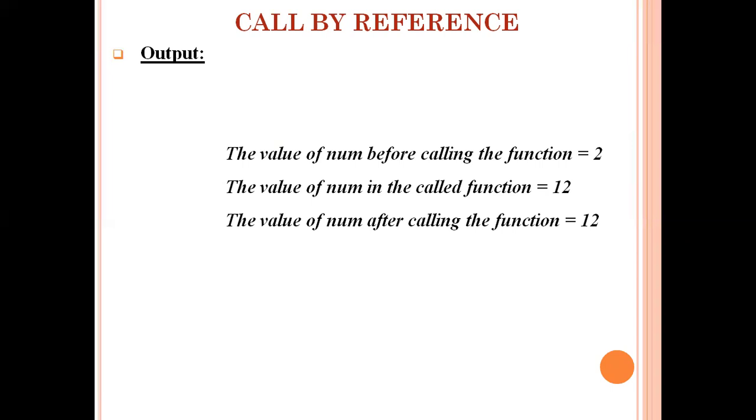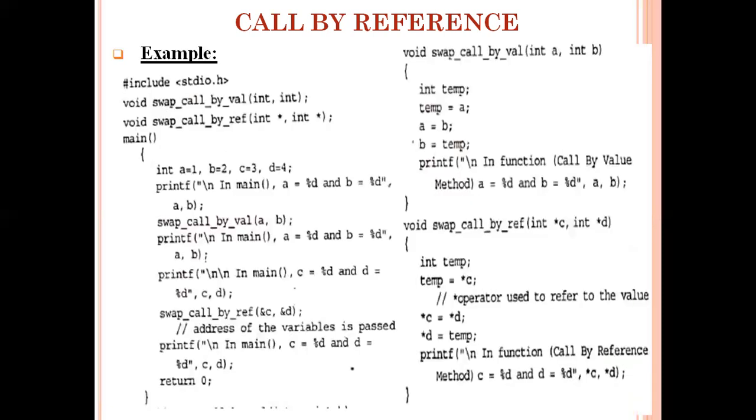So when we compare call by value and call by reference, we may ask ourselves which one is better, right? So when we compare these two concepts, we can say that the call by reference concept is the better way to make modifications in both the calling function as well as in the called function rather than call by value. Okay, let us see one more example.